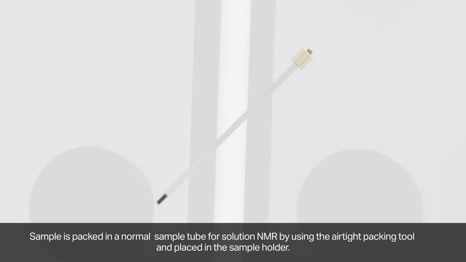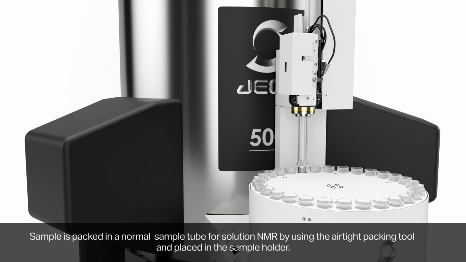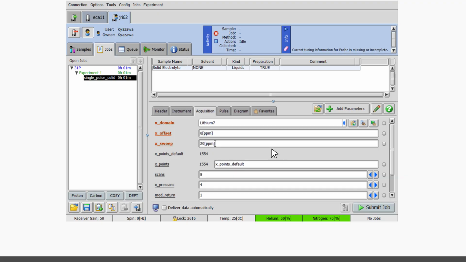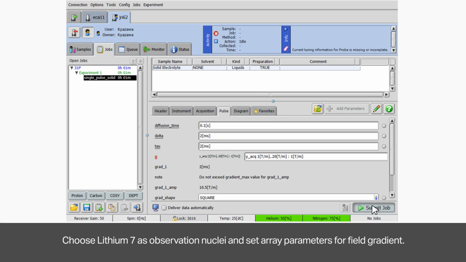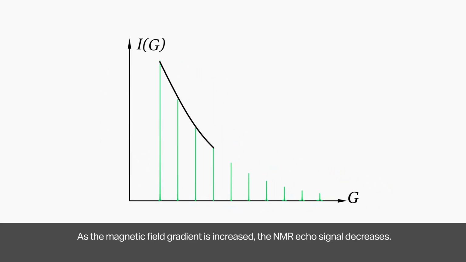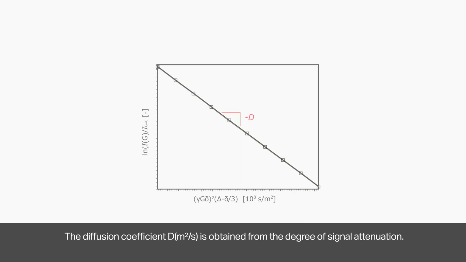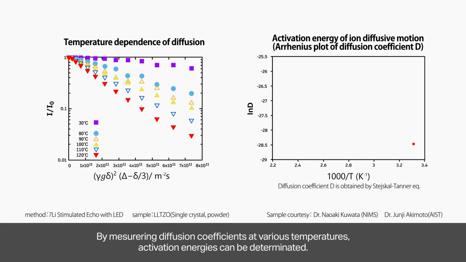Sample is packed in a normal sample tube for solution NMR by using the airtight packing tool and placed in the sample holder. Choose 7Li (lithium-7) as observation nuclei and set array parameters for field gradient. As the magnetic field gradient is increased, the NMR echo signal decreases. The diffusion coefficient D is obtained from the degree of signal attenuation. By measuring diffusion coefficients at various temperatures, activation energies can be determined.